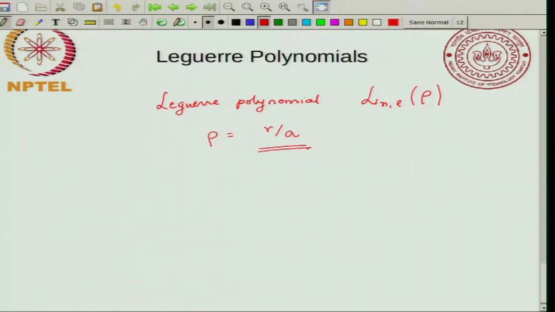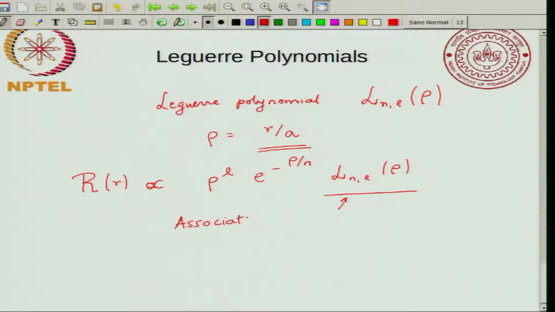Basically I can write my radial wave function of r as proportional to rho raised to l, e to the minus rho by n, and then L of n and l of rho. Rho is just a change of variables that is used, but basically you can write the wave function in terms of these Laguerre polynomials. This is actually called an associated Laguerre polynomial, just as you had the associated Legendre polynomial.